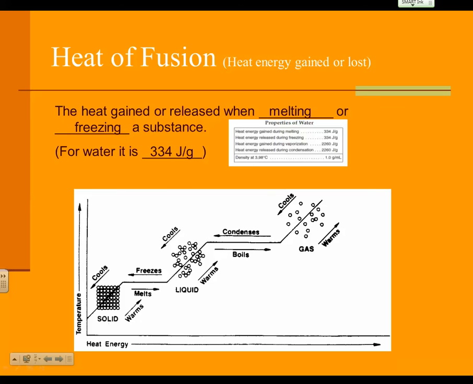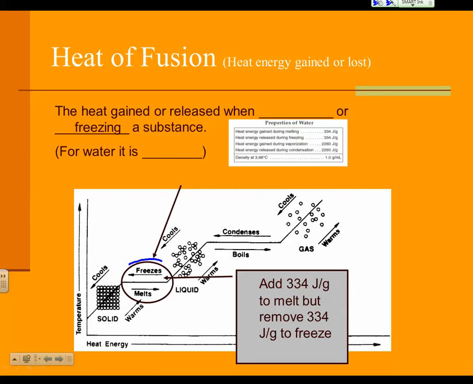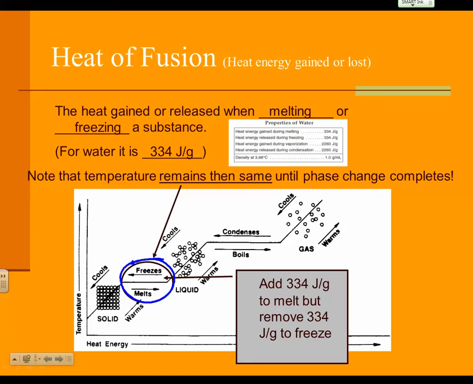And the heat of fusion has to do with this area right there. So you can add 334 joules per gram to melt, because you have to add heat to melt, but remove 334 joules for every gram to freeze that water. And note that the temperature remains the same until the phase change completes. It reaches a standstill until all the ice melts or all the water freezes, and then temperature can either go up or down.